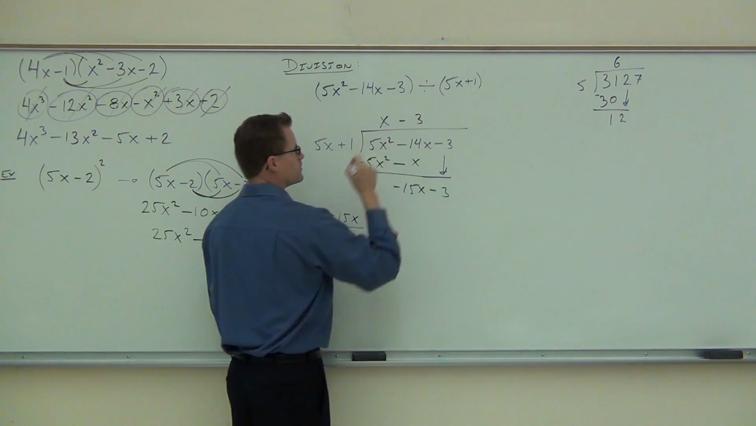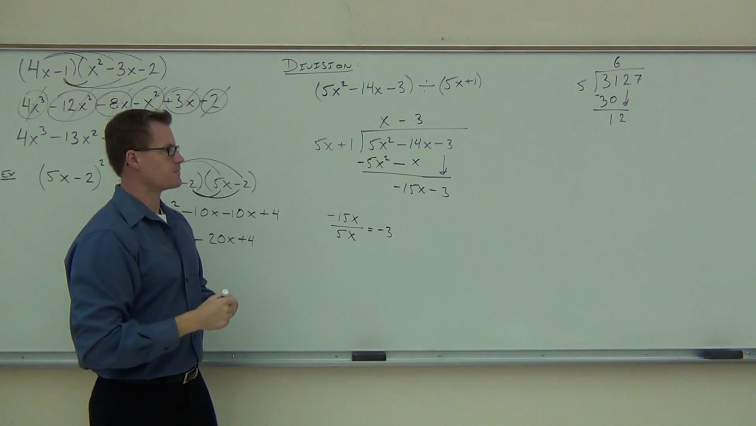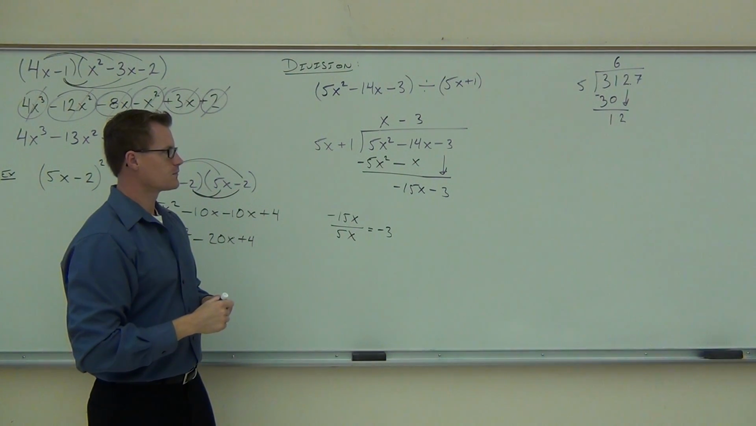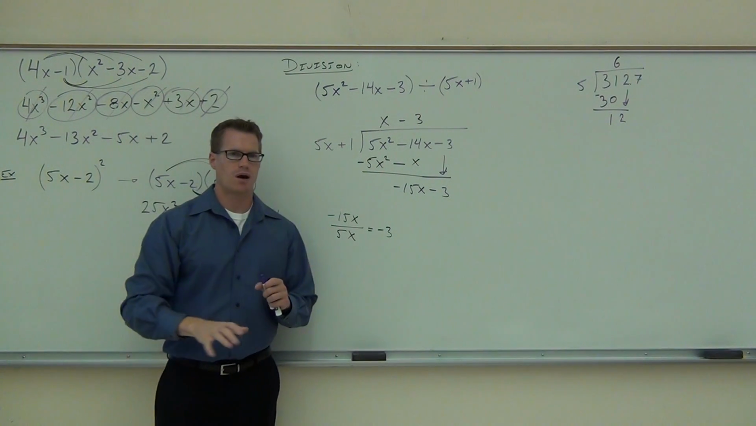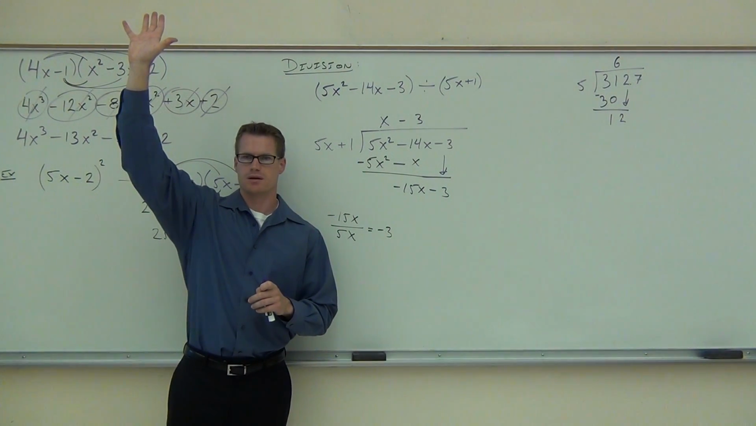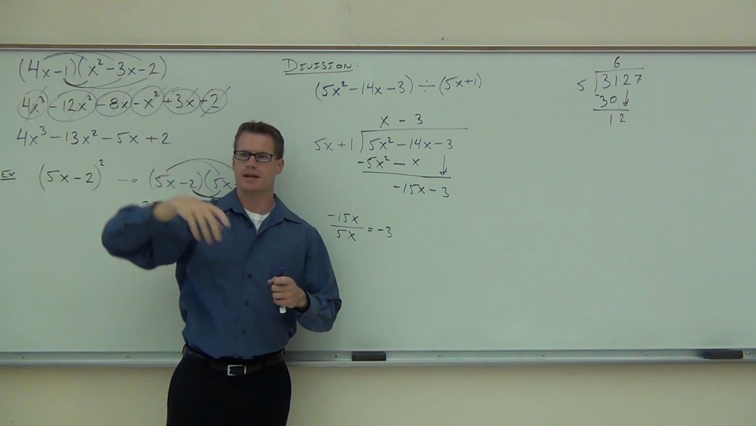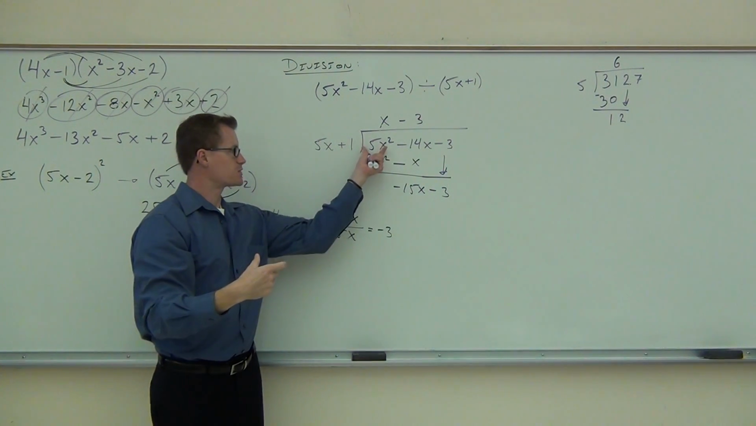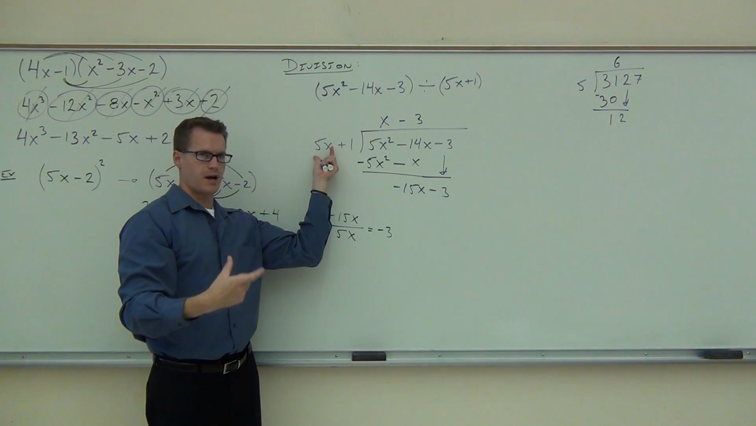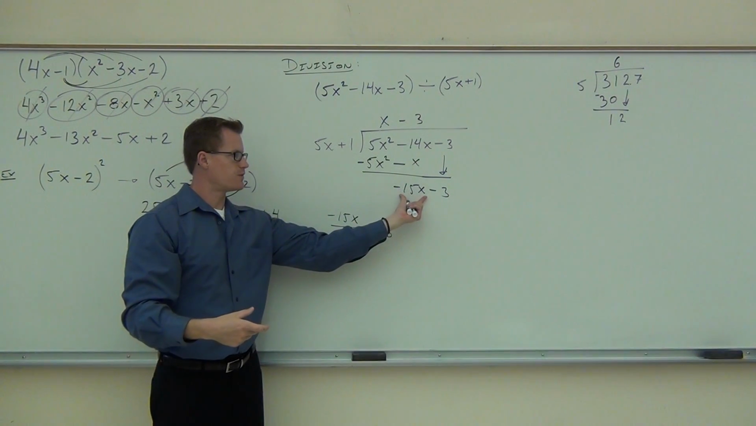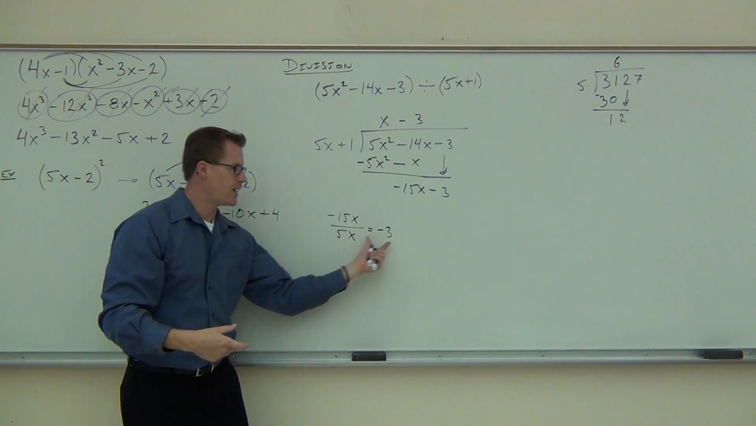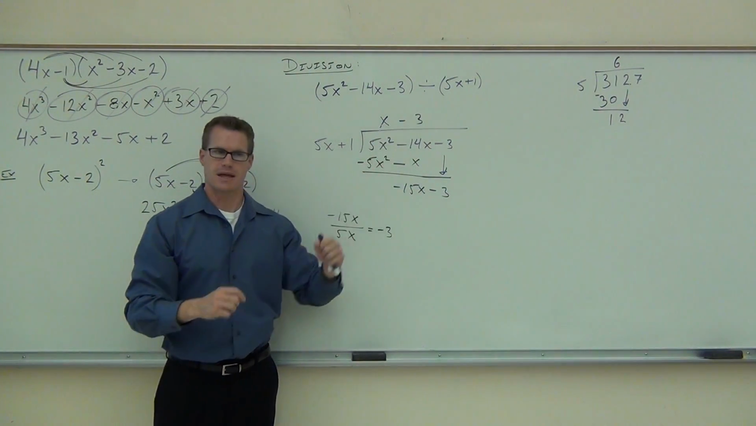Yeah, stick with the color scheme. Negative 3. Would you raise your hand if you saw how we're getting the x and the negative 3 out of that? Okay, we're dividing the first term of these polynomials by the first term of our divisor, what we're dividing by. So our negative 15x divided by 5x, that is what's going up there. That's the whole deal here.